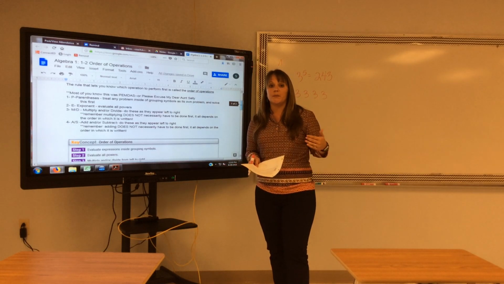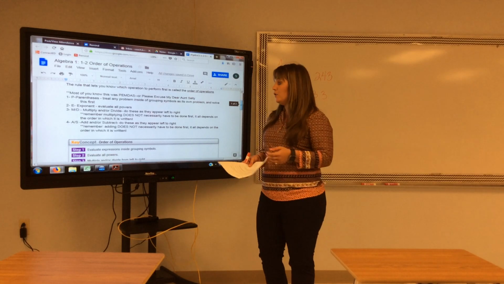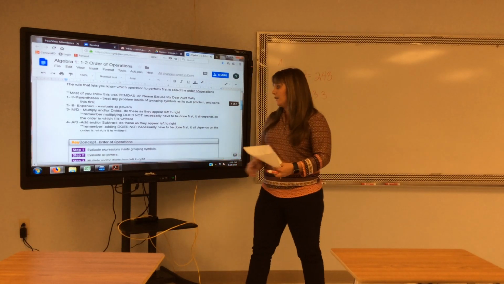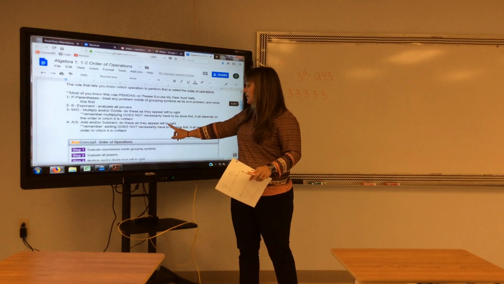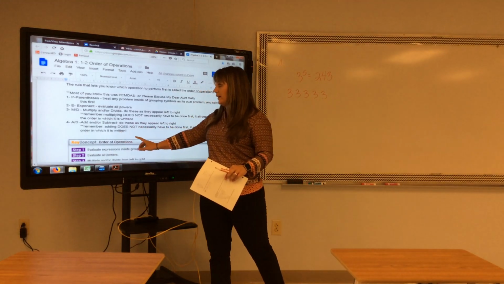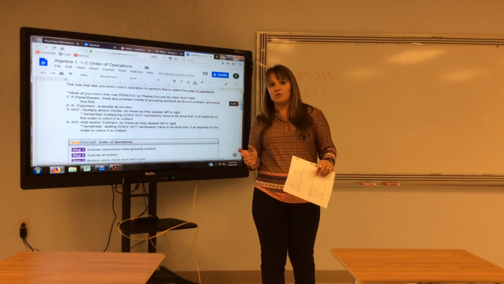After you get all the multiplication and division done, you should be just left with addition and subtraction, and you will do the same as they appear from left to right. Reminder, adding does not necessarily mean it has to be done first. It all depends on the order in which it is written. That is very important for multiply and divide and adding and subtracting.